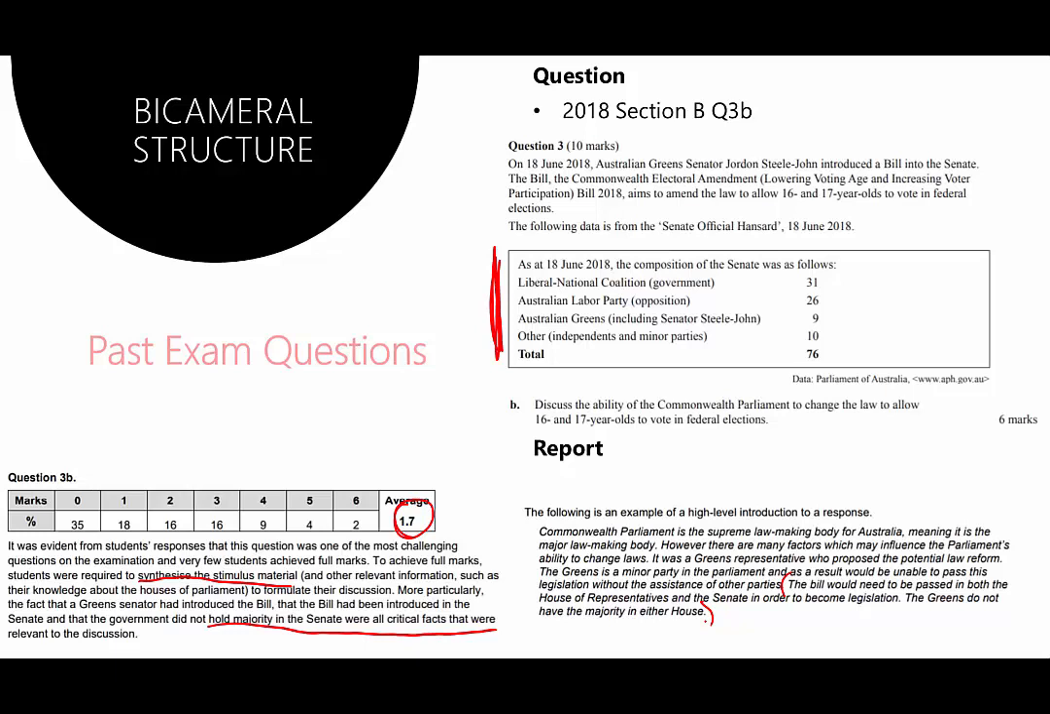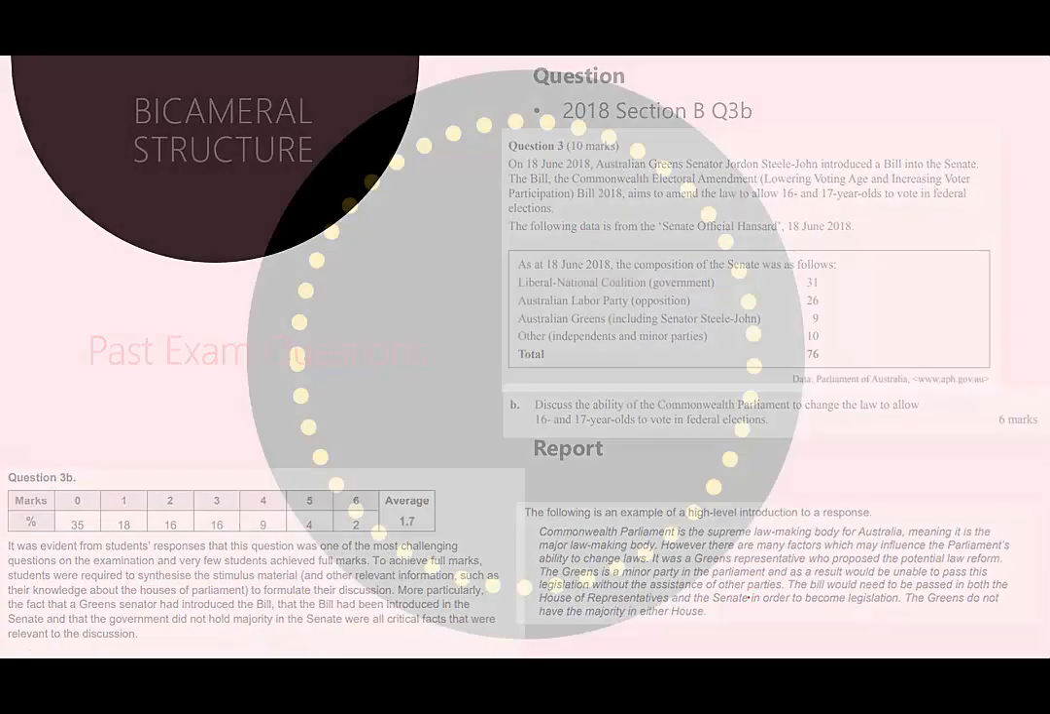The bill would need to be passed in both the House of Representatives and the Senate in order to become legislation, and the Greens do not have a majority in either house. So that's a little bit more factors that affect lawmaking on who has a majority in either house. But really, the point is that you just simply needed to know that the bill needed to be passed in both the House of Reps and the Senate, and in a way how that acts as a check on lawmaking.